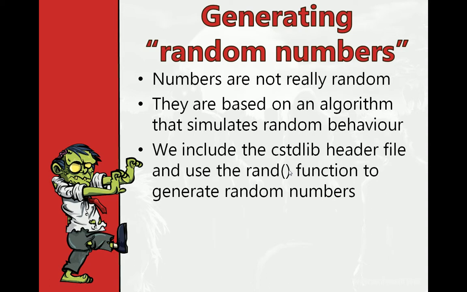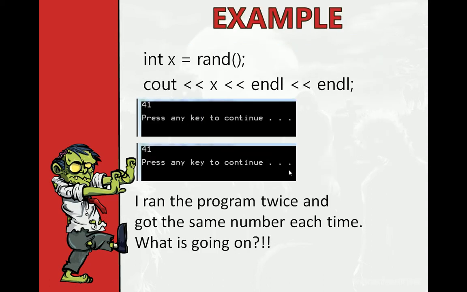So let's take a look at how to use the rand function. I can create an integer x, have it equal rand, and cout x inline. I ran this program twice. It's just a simple program. Now this isn't going to be in the lab of this lesson, but I just wanted to show you that if I just add the C standard library header and int x equals rand, and I cout it, or I try to use it in a formula or something like that, I get the same number each time. This is two separate times I ran this program, and I got 41 each time. So I ran the program twice and got the same number each time.